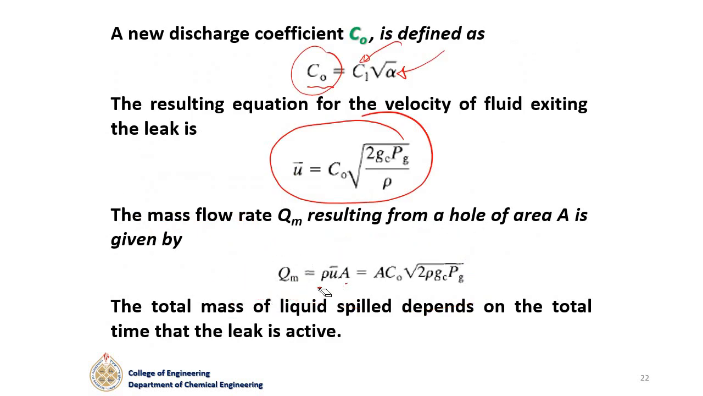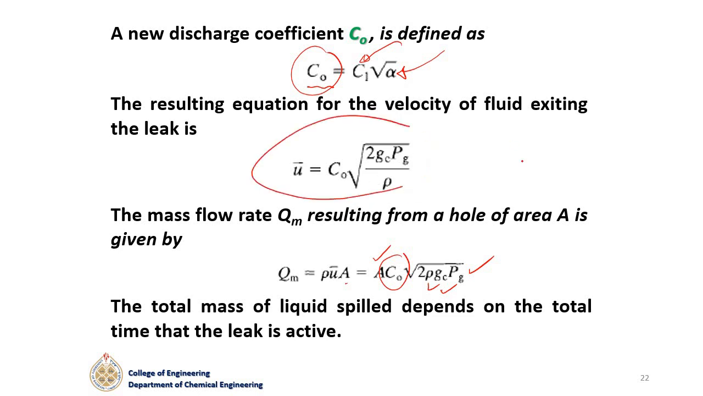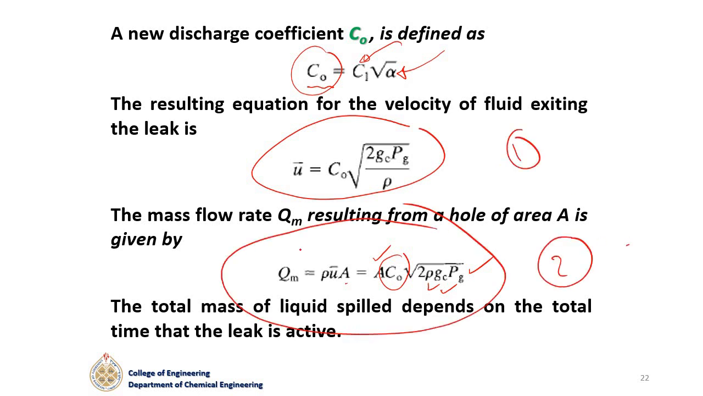Now, if you look at this equation, what do we have? We have the area of the tank, we know the density, we know the gc, and we know the pressure inside that tank, but we don't know C naught. How to know C naught? Other than that, what I want to mention is that these two equations are very important to know. Please note them, because sometimes you're given the average velocity, and by knowing the average velocity, you can find the Qm term. So you need to know these two equations.